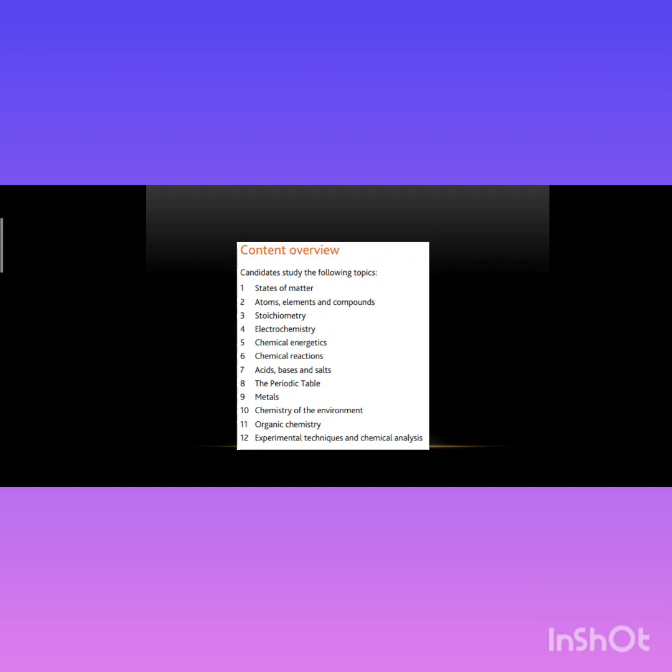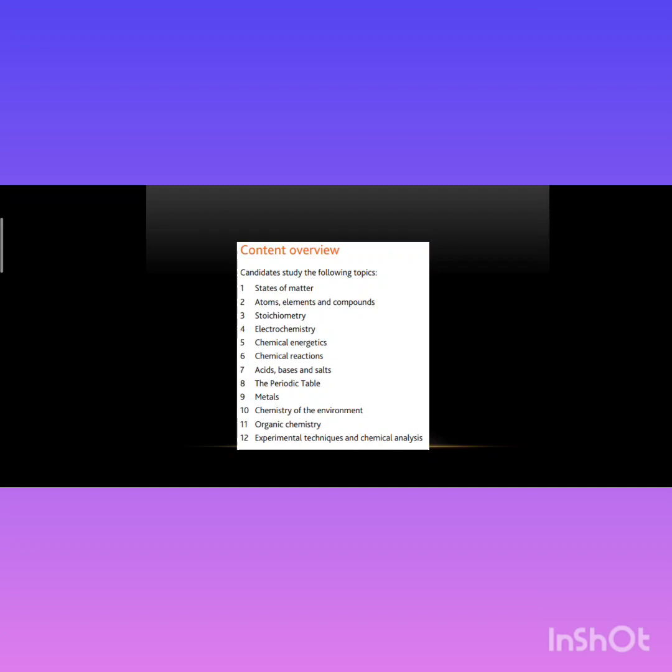So now, what is the content overview? What is the syllabus for chemistry 5070? So the syllabus comprises 12 chapters, you could say 12 major topics, and you are allowed to study these 12 topics from whatever book you like. There are different local books and reference books, but you can study from anywhere, but you should always stay within these boundaries. So there are 12 major topics.